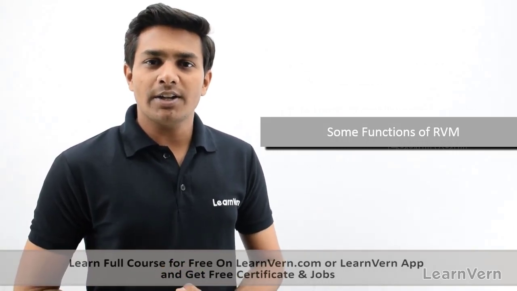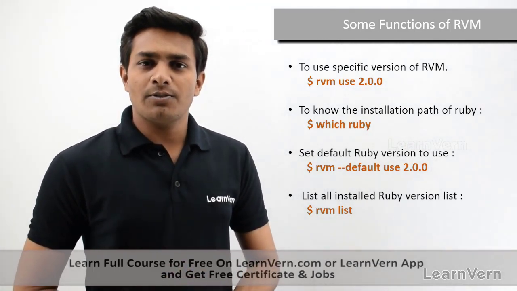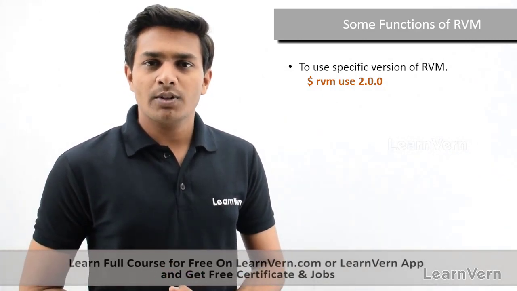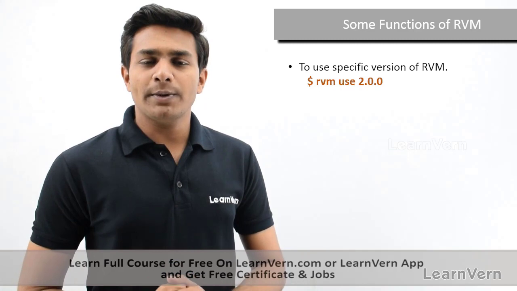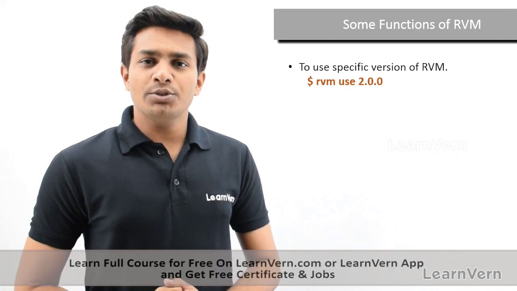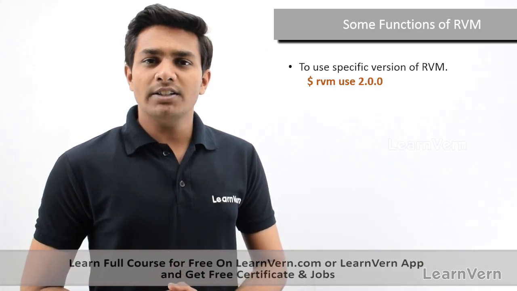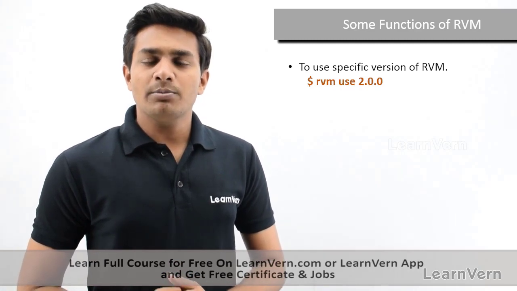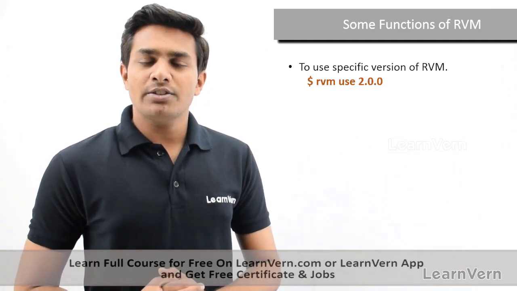Now some functions of RVM that we can use to easily switch between Ruby versions, and that help us to deal with RVM. Here on the screen you will see some functions that I have listed. The first function is used to use a specific version of Ruby. Its syntax is rvm use, and you need to specify the Ruby version that you need to use. For example, I want to use Ruby version 2.0.0. In this case my command is rvm use 2.0.0, and RVM fires this command and makes Ruby 2.0.0 the current version.